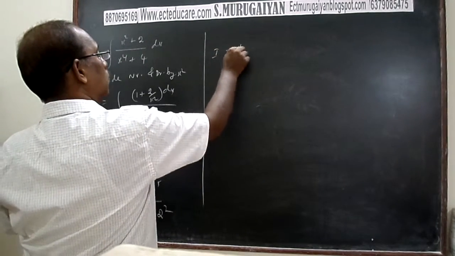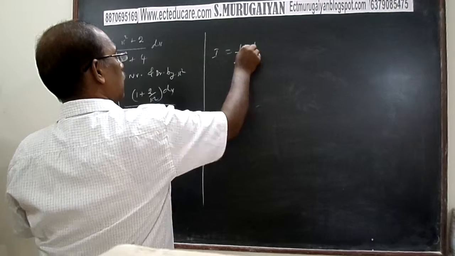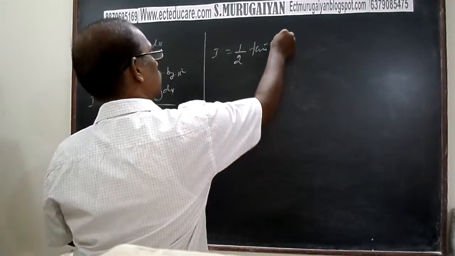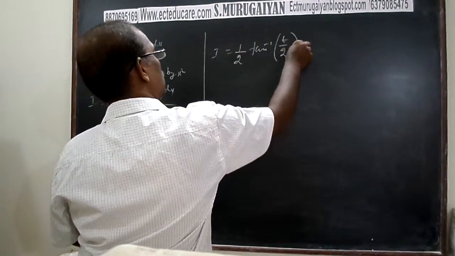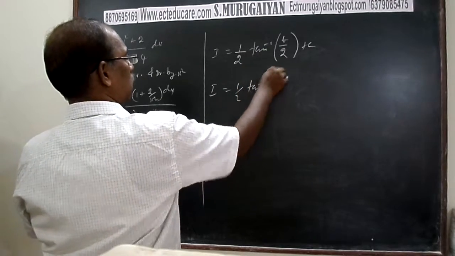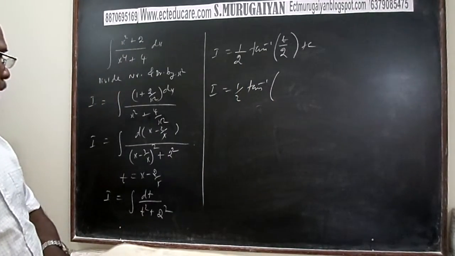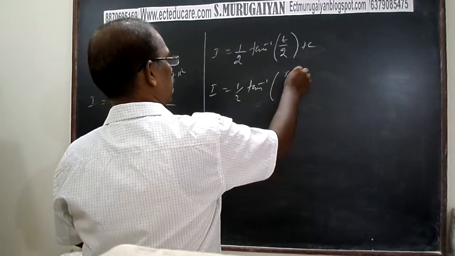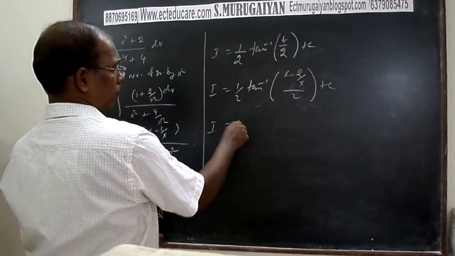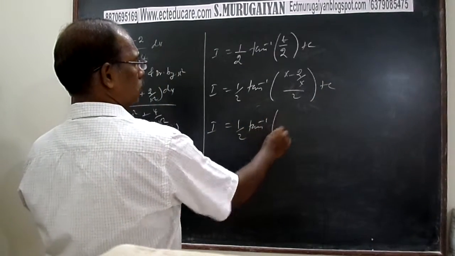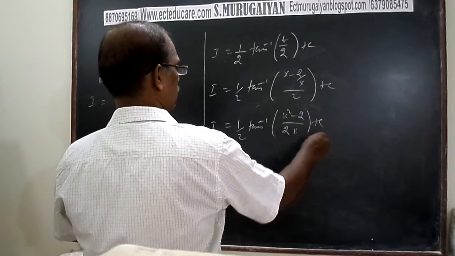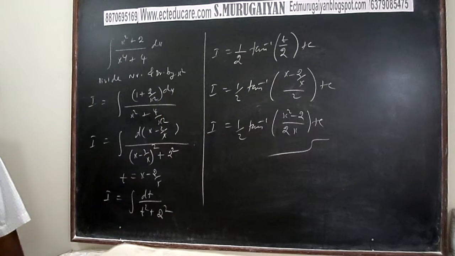So I equal to 1 by a, which is nothing but 1 by 2, and tan inverse of the ratio of variable to the constant term, so tan inverse of t by 2 with the integral constant. So the final answer, 1 by 2 in terms of x, tan inverse of t, is nothing but x minus 2 by x, the whole by 2, plus c. On further simplification, this is tan inverse of x square minus 2 by 2x with the integral constant. Go through it.